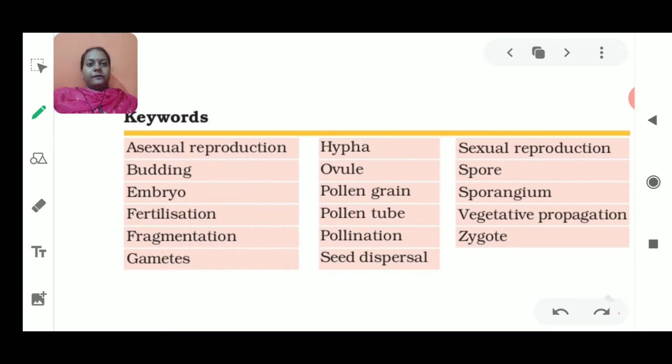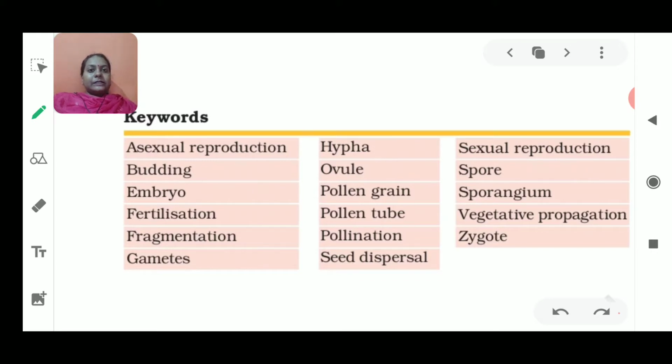Okay, then the next step of this sexual mode of reproduction is fertilization. Once the pollen grains have reached the stigma of the flower, they have to undergo fusion first, and then it forms a zygote. That zygote develops into an embryo.